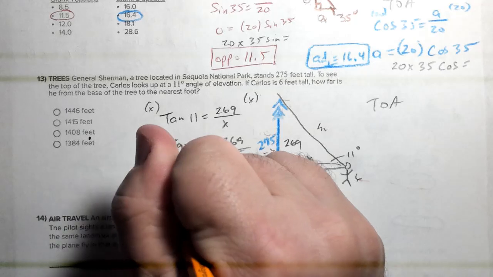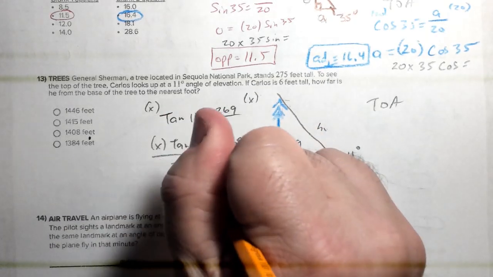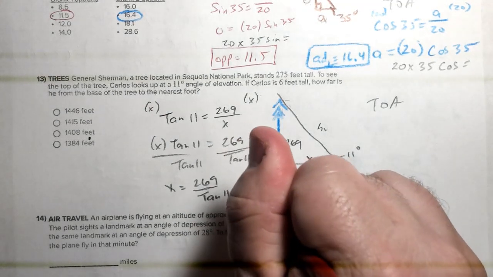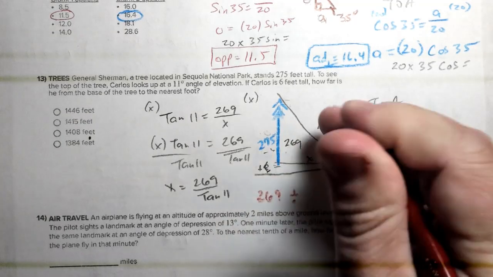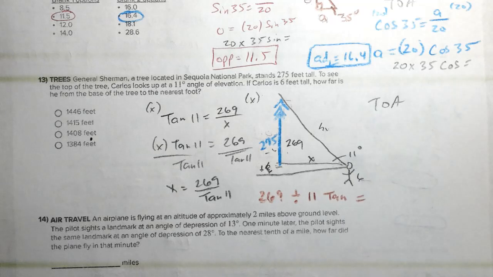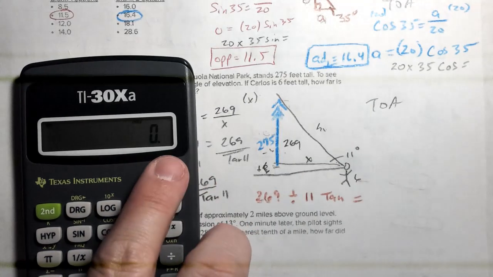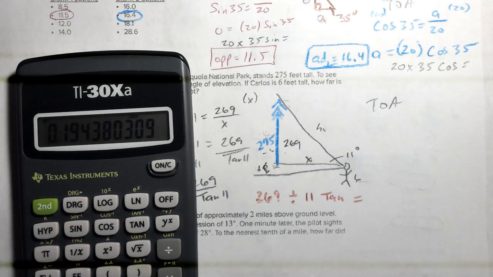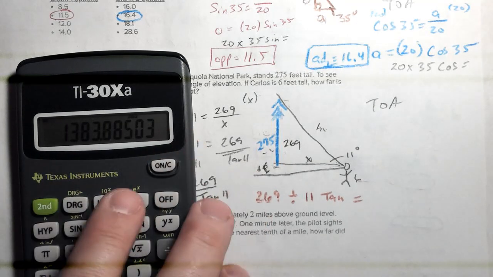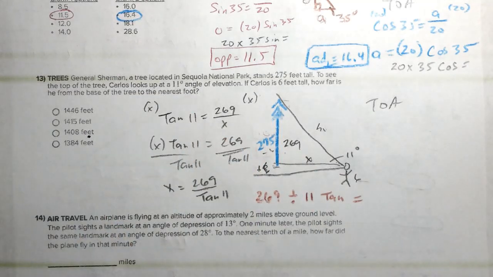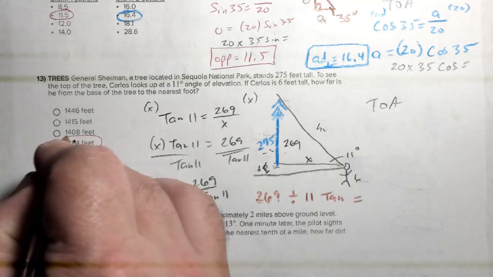So x equals 269 divided by tangent 11. And in the calculator, it's going to be 269 divided by 11 tan equals. So again, 269 divided by 11 tan equals 1383.8. It rounds up to 1384.